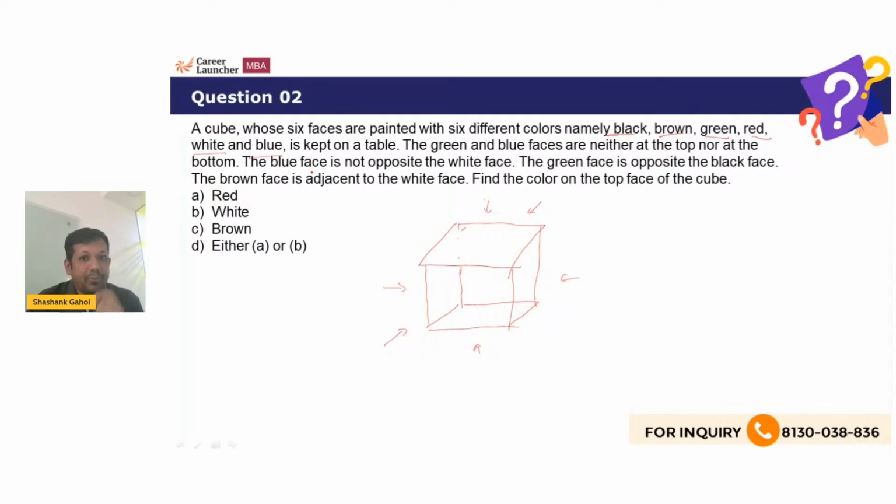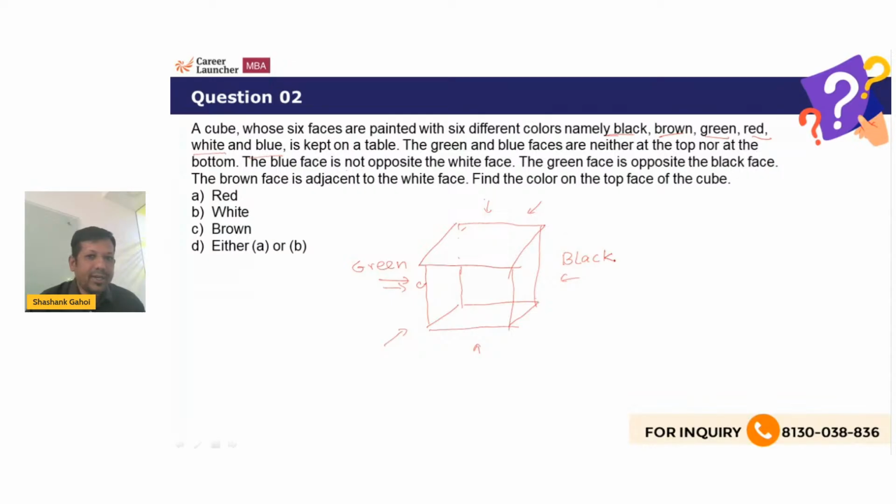The green and blue faces are neither on the top nor at the bottom. So I know in the top I don't have green, in the bottom I don't have green. The same goes for blue. The blue face is not opposite to white face. The green face is opposite to black face. So what I'm going to do, I'm going to give this face a name that is green. I can pick any two. Instead of top and bottom, I can pick any face. So that is green, and opposite to it, that is going to be black. This is what I know.